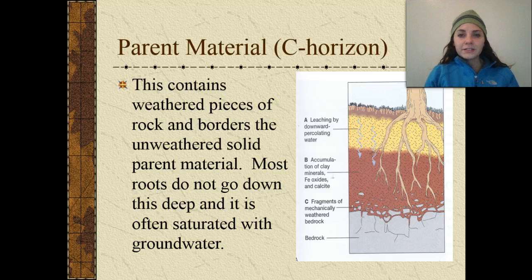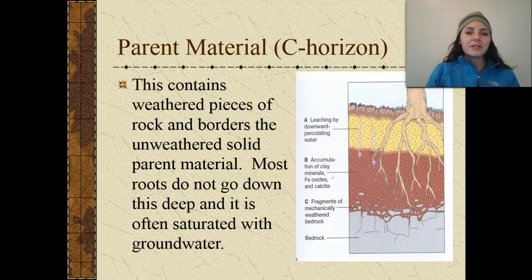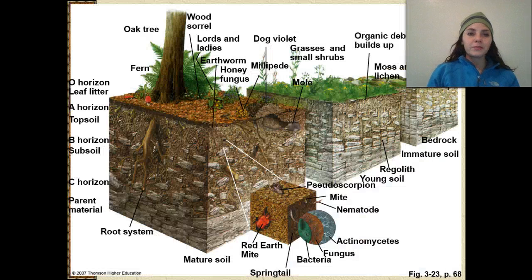Our next horizon is called the parent material or the C horizon. It contains pieces of weathered rock and it borders the unweathered solid parent material. Most roots from plants don't go down this deep, and it's often saturated with groundwater. Right here we have our bedrock, and then we have C right here, and the bedrock is what has been weathered and eroded away to help form the soil to begin with.